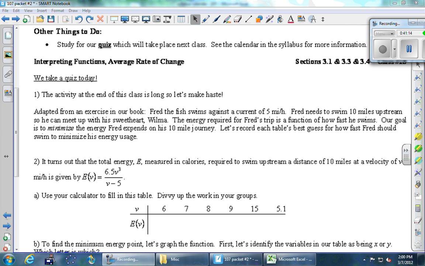Okay, so we'll go to number 1, and I forget who our reader is. Matt, did you go again? Go ahead, Matt. Number 1, the paragraph adapted.